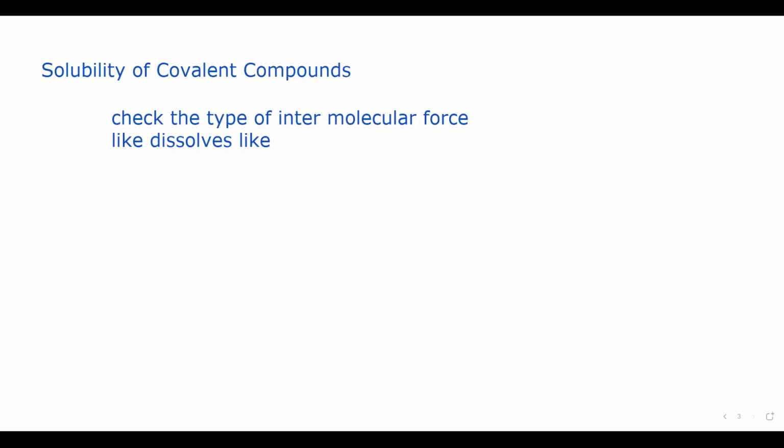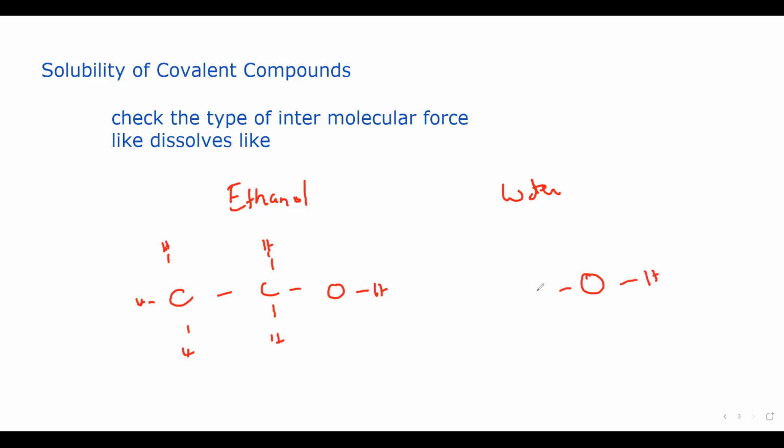For example, we want to check whether ethanol dissolves in water or not. So we have ethanol and we have water. The best thing, whenever you want to identify the type of intermolecular force, is to try to draw the structure. When I draw the structure of ethanol, eth means 2 carbons and ol means there will be an OH group. And water, which is H2O, will have 2 hydrogens and 1 oxygen.